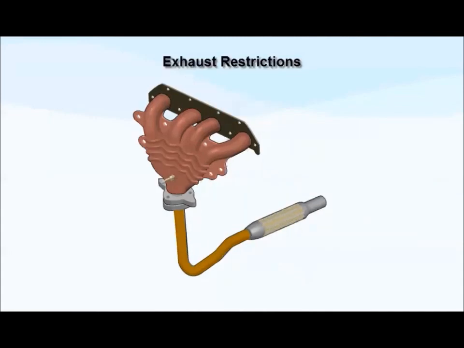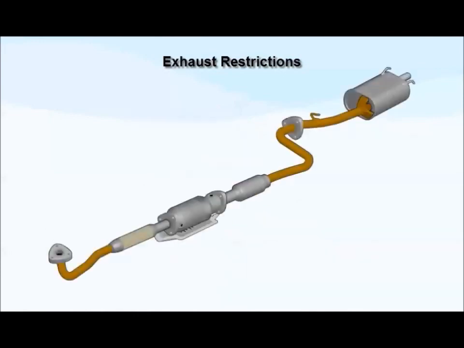If you suspect an exhaust restriction, removing the air-fuel ratio sensor provides an alternative path for the exhaust gases. If all the exhaust gases come out the sensor port, check the exhaust system for a blockage.